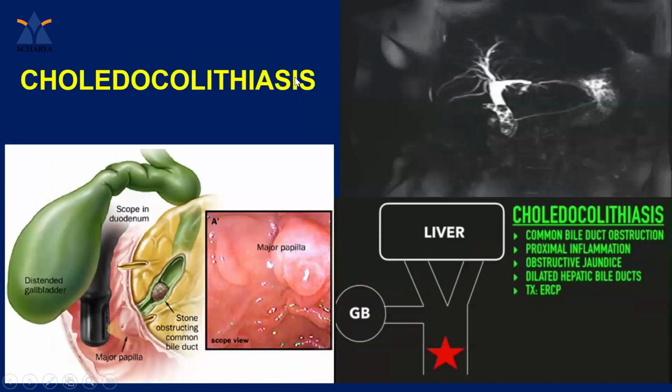The next one is choledocholithiasis. That means stones in the common bile duct. You can see here the common bile duct. This is very, very useful. You can see in the MRCP sequence how useful it is. The common bile duct has a lot of stones, obstructed, and the common bile duct is dilated. So the remedy is to go for the ERCP method and remove the stones.